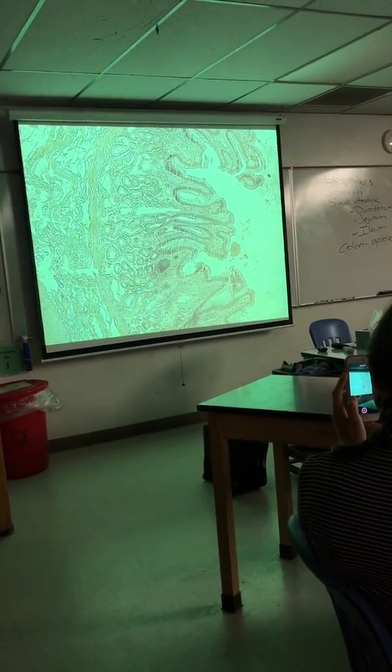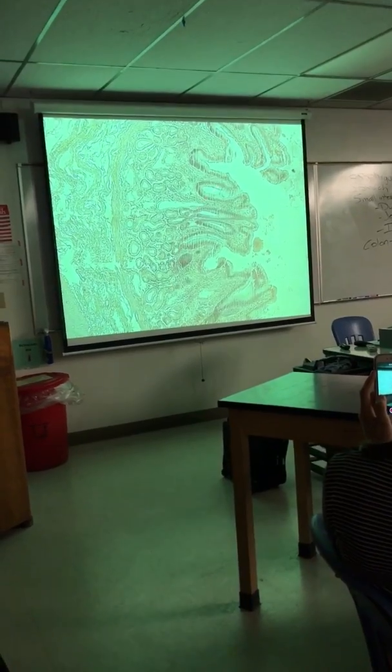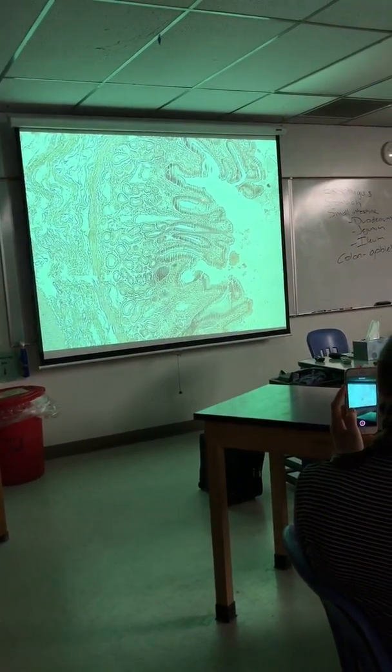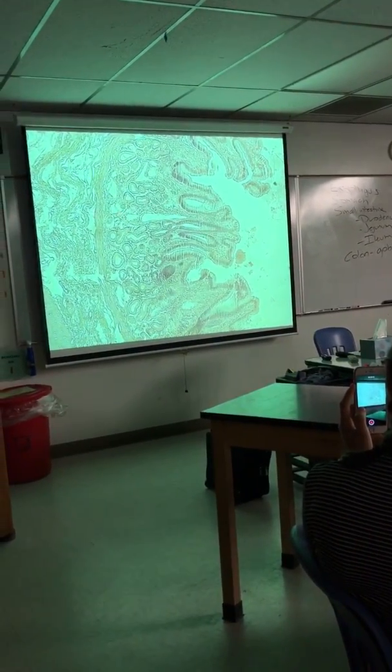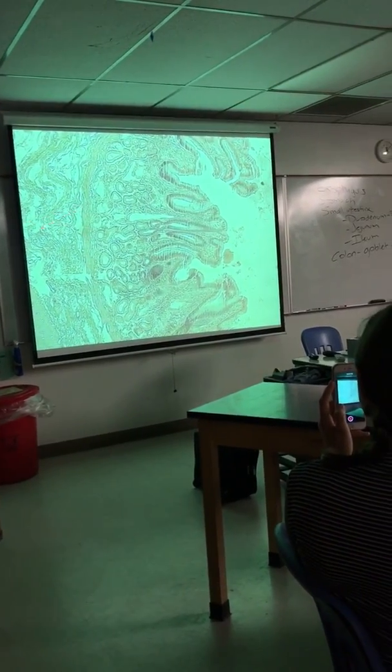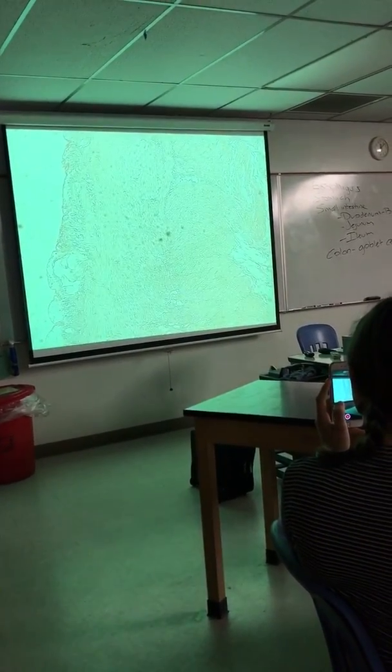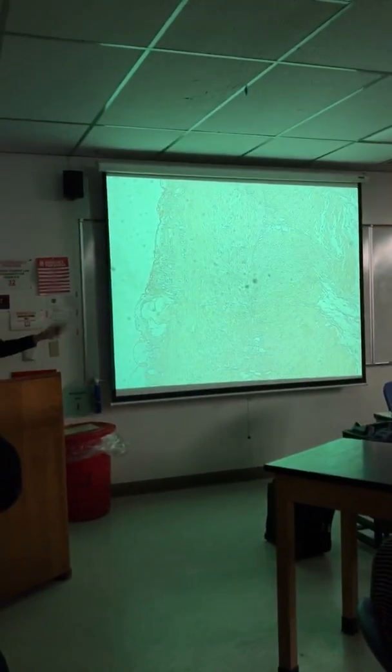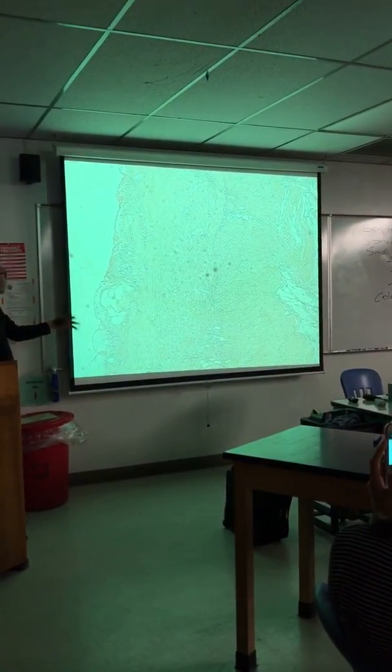This is also stomach, maybe a different region. What would you call that? Pit or gland? Pit. Gland's down here. There's muscularis mucosa, there's submucosa. Now, this is supposed to show you, it's not shown well. I'll teach it, but I probably won't use it for the quiz.